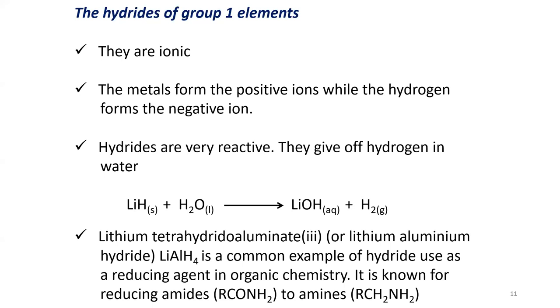Among the group one hydrides, lithium hydride is a very strong reducing agent. This is usually found in organic chemistry, where you use lithium aluminum hydride. I'm sure most of you must have come across lithium aluminum hydride in your organic chemistry. You use it to reduce amides to amines. So lithium aluminum hydride is a very strong reducing agent.